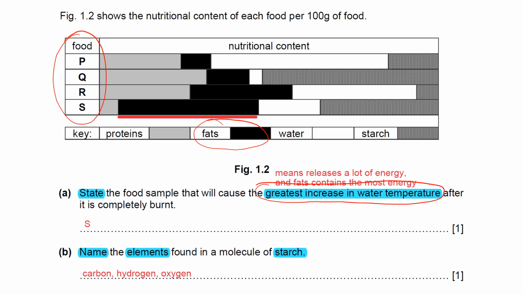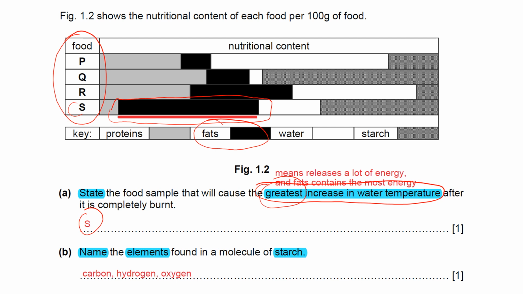So if you take a look at S, which I have highlighted already over here, you can see that S has the highest bar for fats in these 4 foods. And so the question asks for the greatest increase, and so the answer is S. Okay, very straightforward, very simple.